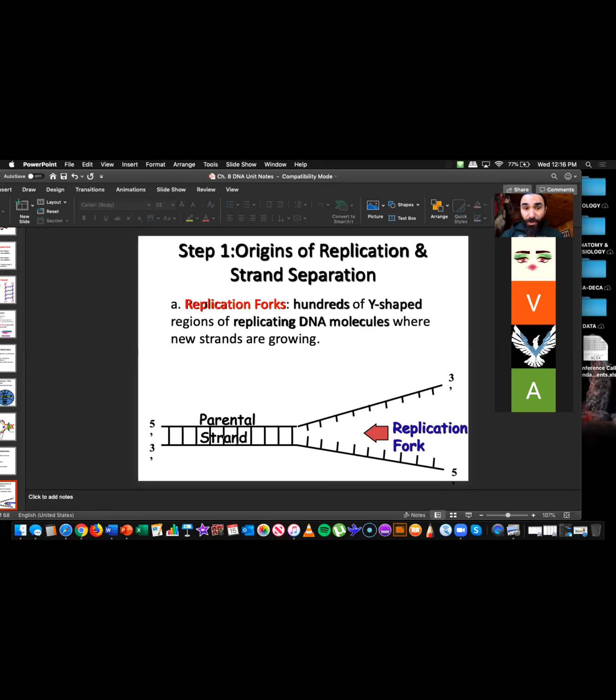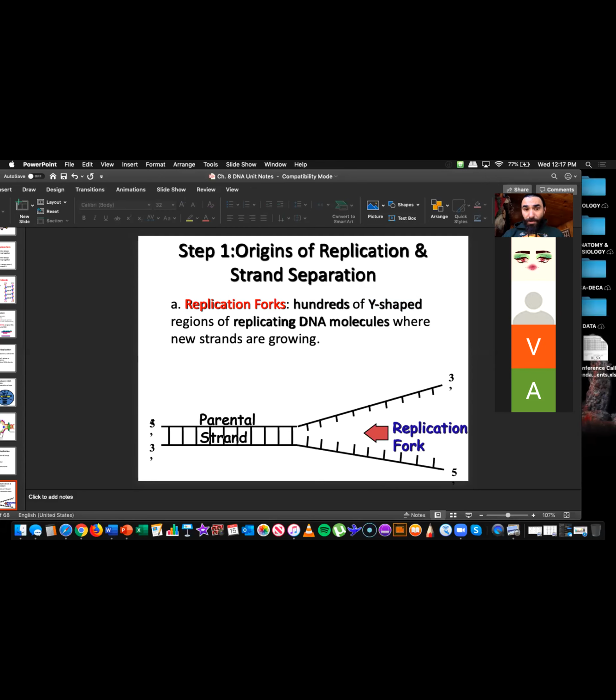So this is step 1A, where we have a DNA being unzipped, and the name of that little Y shape unzip is called the replication fork. You with me so far, people? Yes.